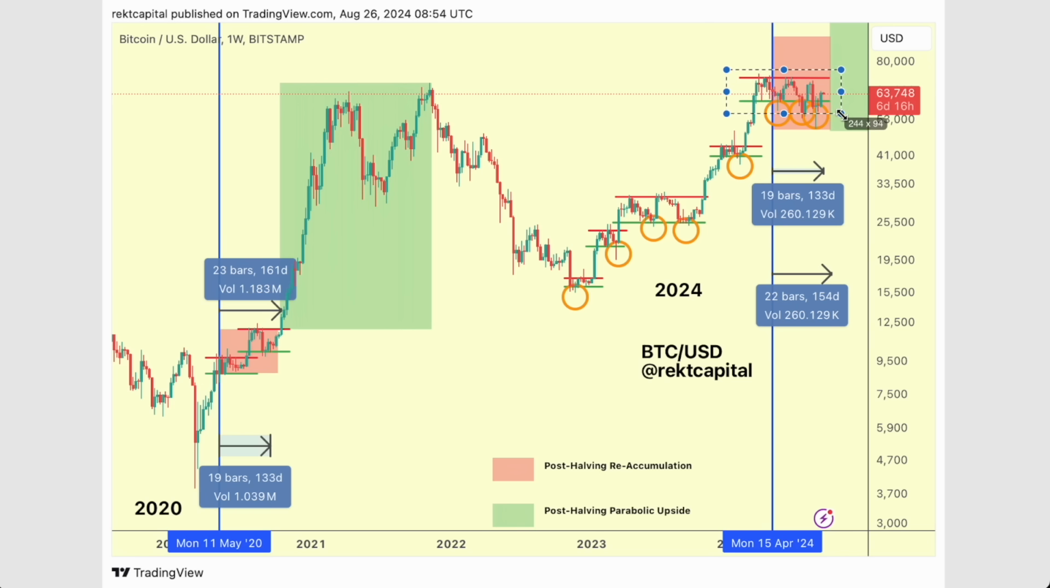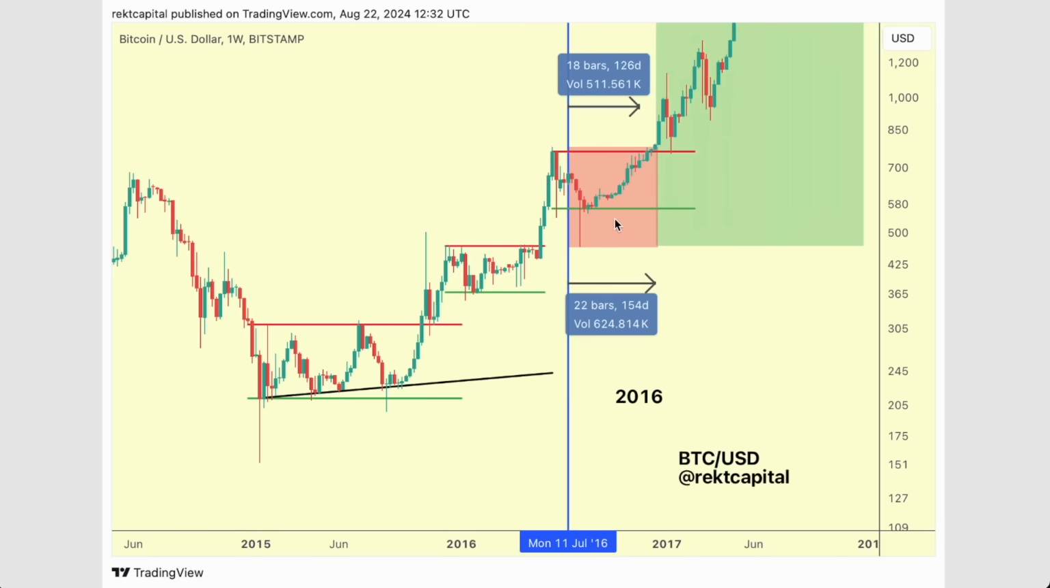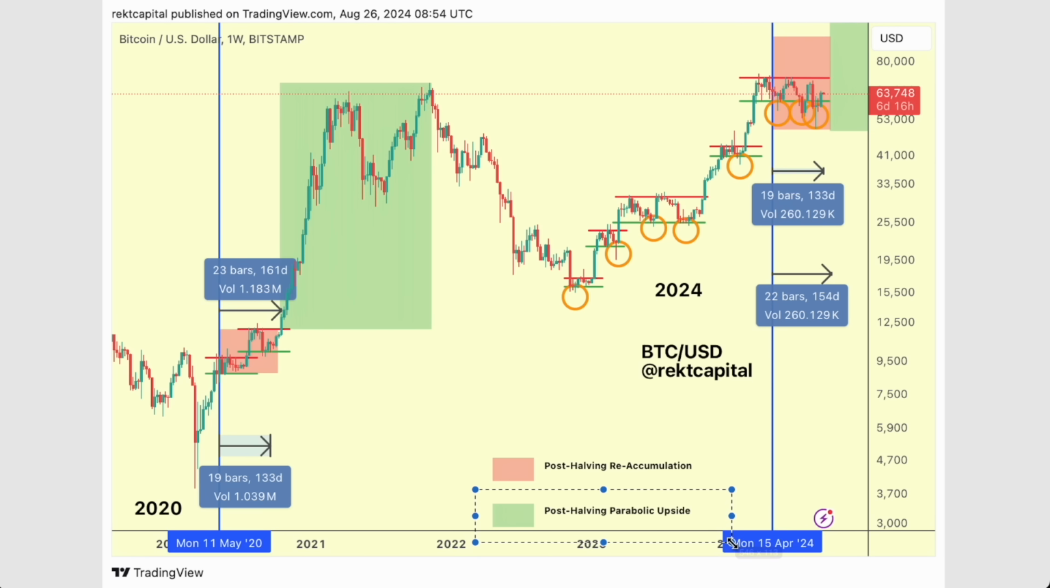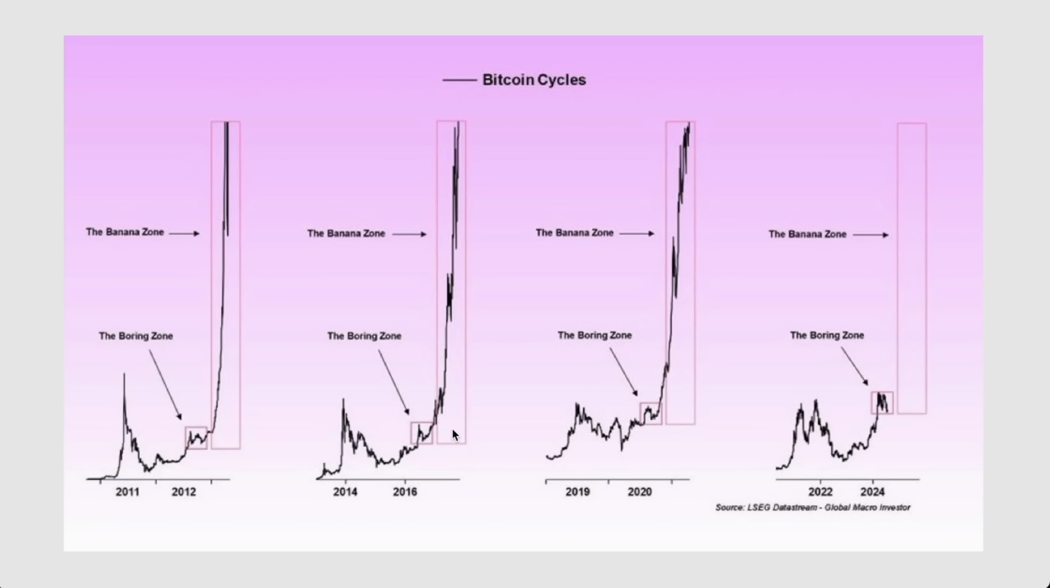Just notice how this is the reaccumulation phase, right? This is the reaccumulation phase that we tend to see after the halving, sideways price action after the halving for 160 days or so. And if you want to look at 2016, 150 days or so. So this is really just sideways movement in preparation for the post-halving parabolic upside. So this chart really does summarize the reaccumulation phase quite nicely. It really summarizes and simplifies into layman's terms what the reaccumulation zone is all about.